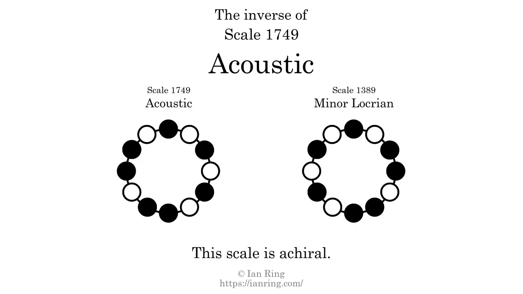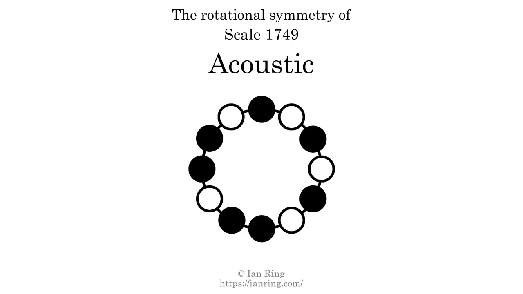The inverse of a scale is a mirror image. It is what you get when the sequence of intervals is reversed. The inverse of this scale is scale 1389, also known as minor Locrian. This scale is achiral, since it can transform into its own reflection by a rotational transformation. This scale has no rotational symmetry.